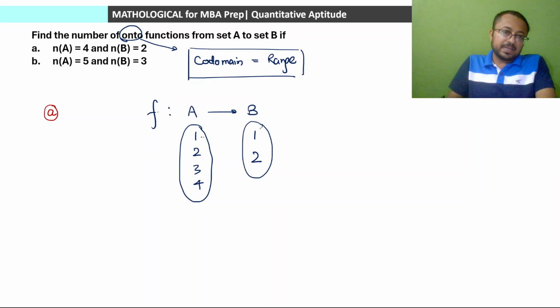So there might be a case when 1 is connected to 1, 2 is connected to 1, 3 is connected to 1, but 4 is connected to 2. So this is a valid onto function clearly. ठीक है. और any other case, कौन से cases को हमें eliminate करना पड़ेगा?